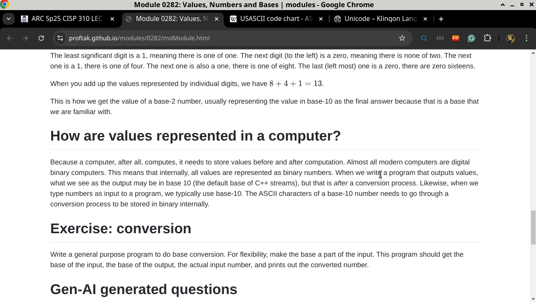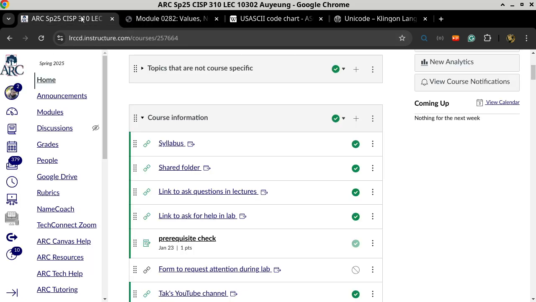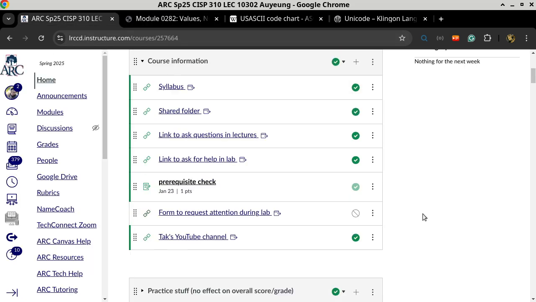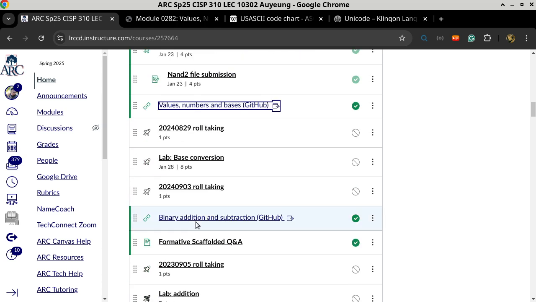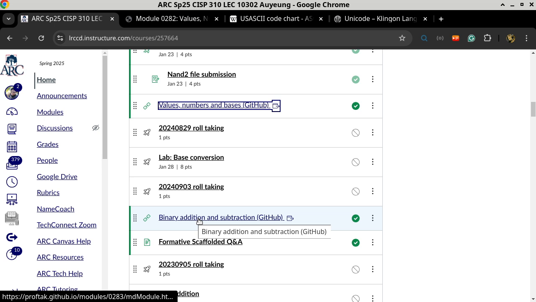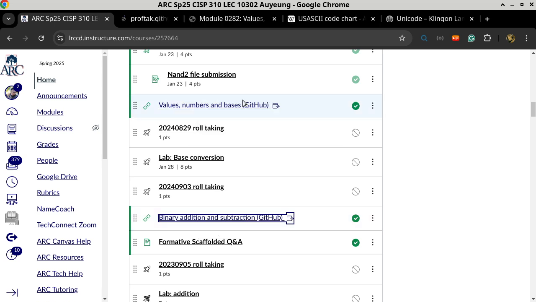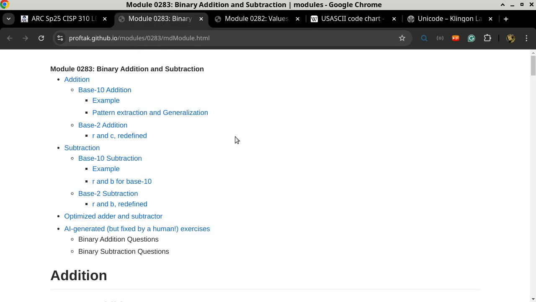So we're going to move on to the next module, which is about base 2 addition and subtraction. So we are going to switch to that module. Let me show you where to find it. It is just further down a little bit, which is here. We get to binary addition and subtraction. Open as a new tab.